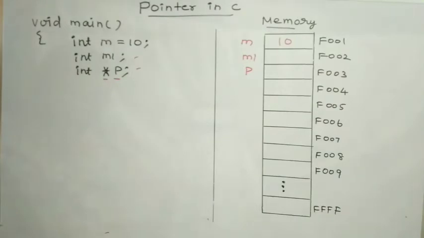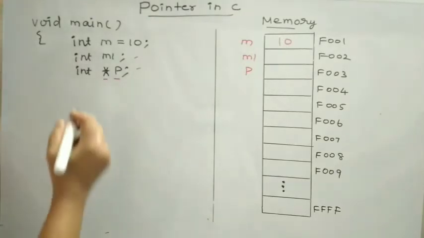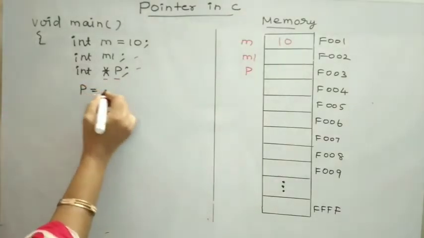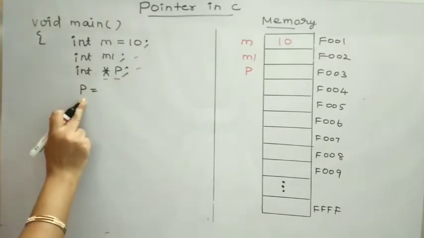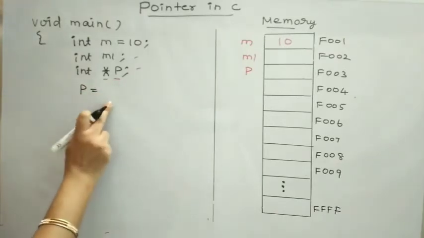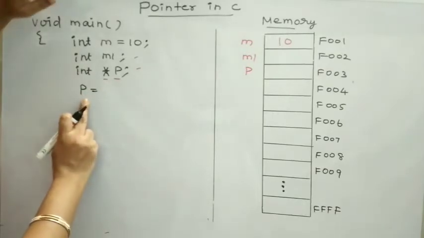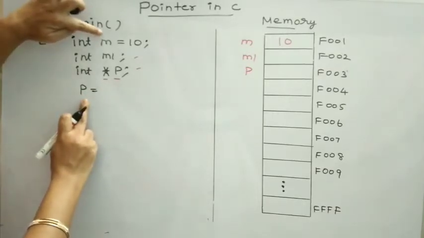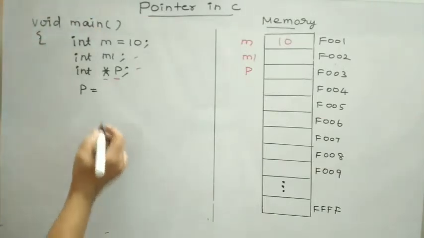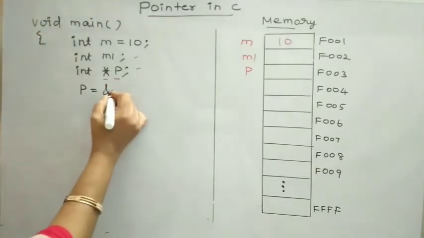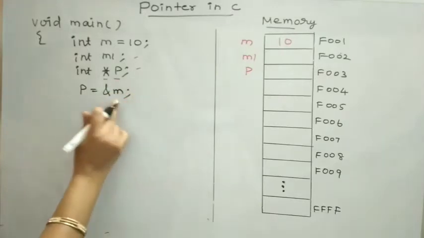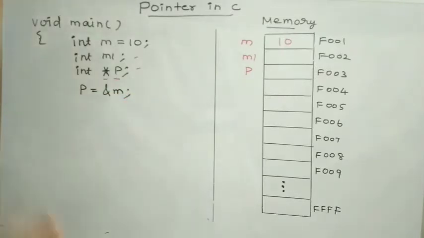Next, I am going to write assignment statements to assign values to p and m1 using the address operator. Since p is a pointer variable, when we assign a value to this pointer variable, we can assign a memory address. So I am going to assign the memory address of m. How do we get the memory address of m? Using the memory address operator, I can get the memory address of m, which is assigned to p.